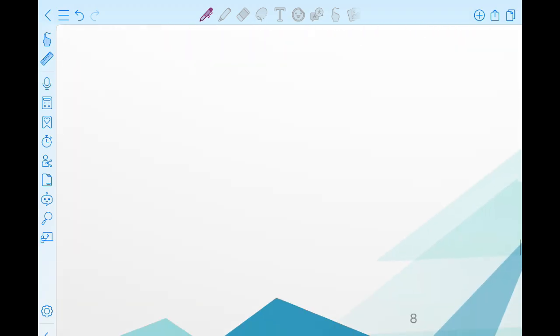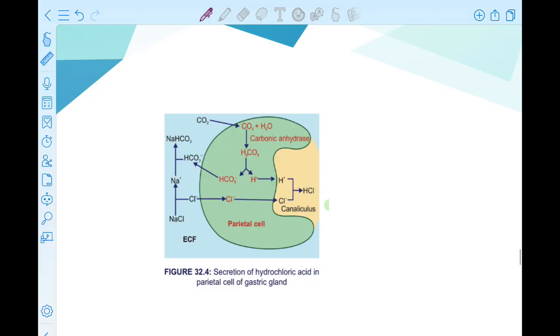And I told you the secretion of hydrochloric acid is really important. Please understand this diagram properly, because in the case of hydrochloric acid, the secretion occurs in the parietal cell canaliculi. The parietal cell is also known as the oxyntic cell. We know that the parietal cell produces HCl as well as the intrinsic factor of Castle, which has a hemopoietic action. So the production of HCl occurs in the parietal cell canaliculi.